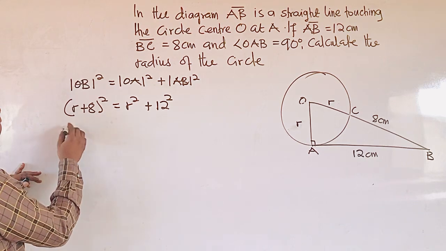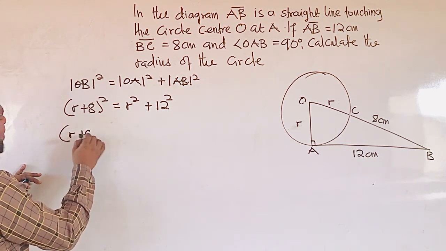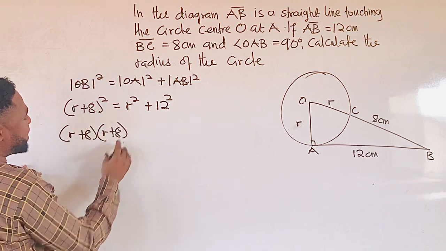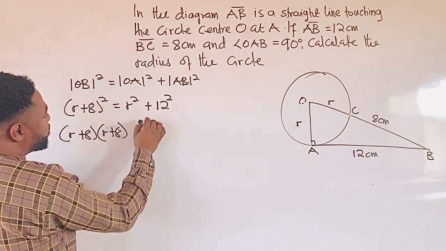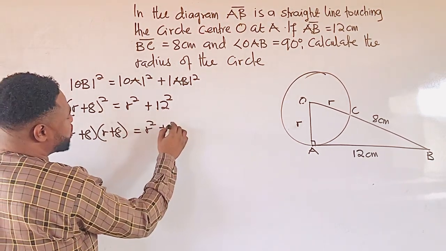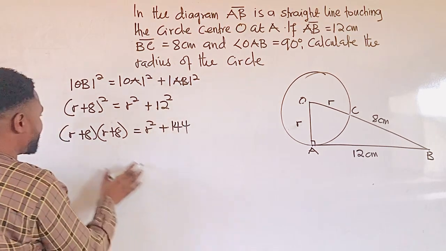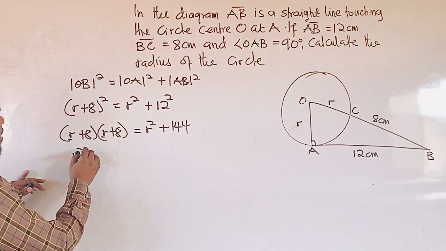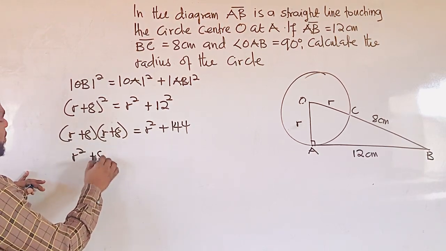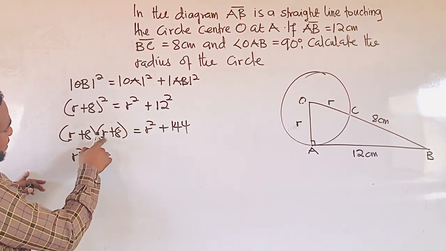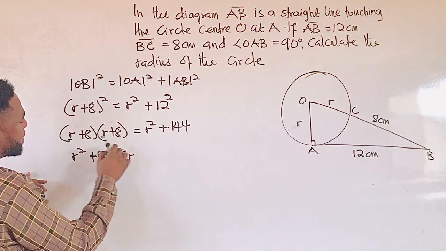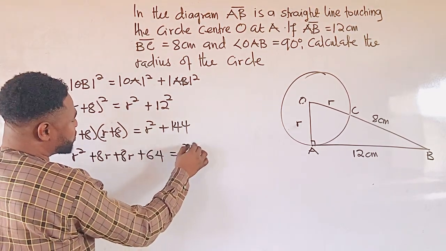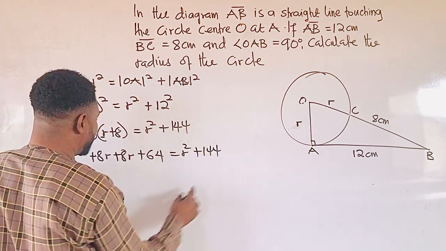Viewers, we can simplify this as R plus 8 in one bracket, R plus 8 in another bracket, all equal to R squared plus 12 squared, which will give us 144. Viewers, let's see how we can expand this. R times R, we have R squared. R times 8, we have 8R. 8 times R will give us 8R. 8 times 8 will give us 64, all equal to R squared plus 144.